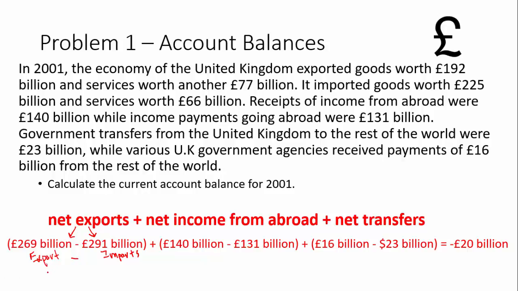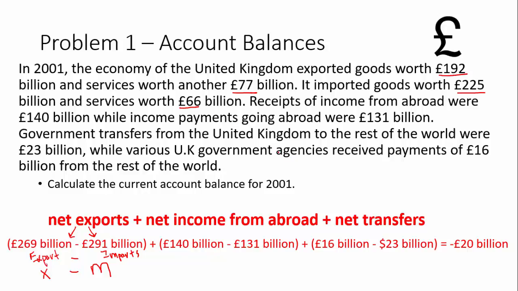A lot of times, like in the book, for example, we would have it noted as this: X minus M. And so in that case, the 269 is our 192 plus our 77. These are our exports. Imported goods and services of 291 is going to be our 225 plus our 66 billion. So those are our imports.